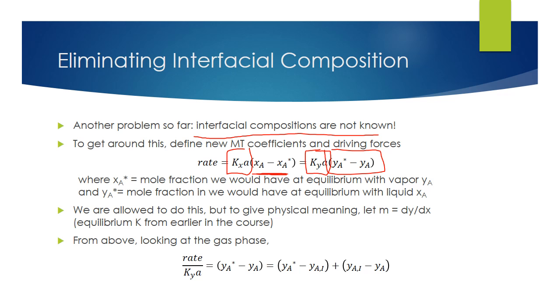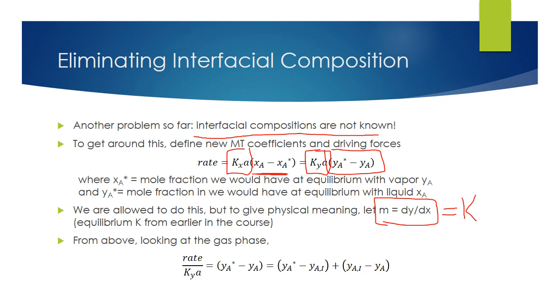So we're allowed to do this. Like I said, we can define any consistently defined driving force that we want for mass transfer, as long as we can define a mass transfer coefficient to go along with it. But in order to give it more physical meaning, we're going to let m be the slope of a y versus x curve at equilibrium. We also called this K earlier in the course, so I'll just say that's equivalent.